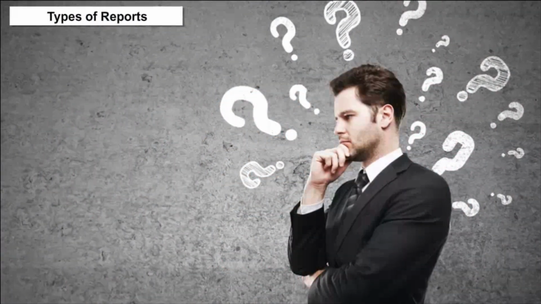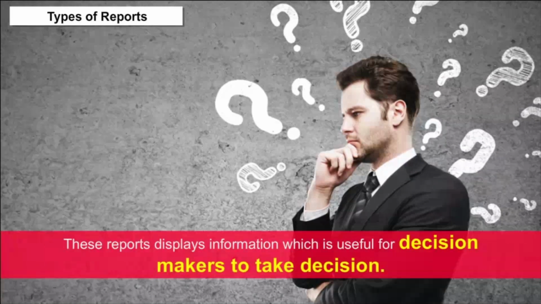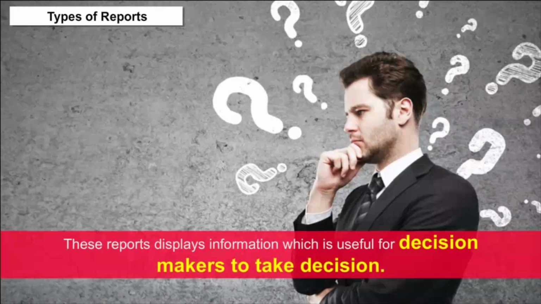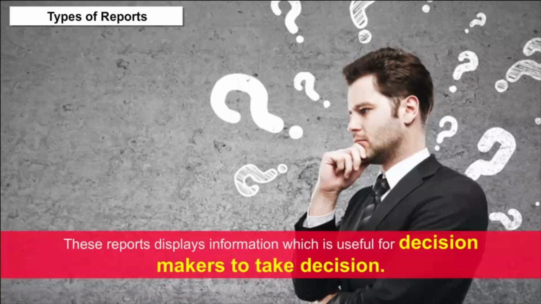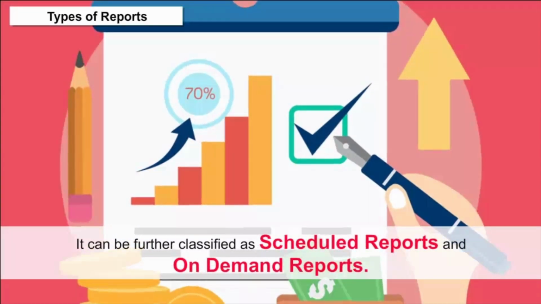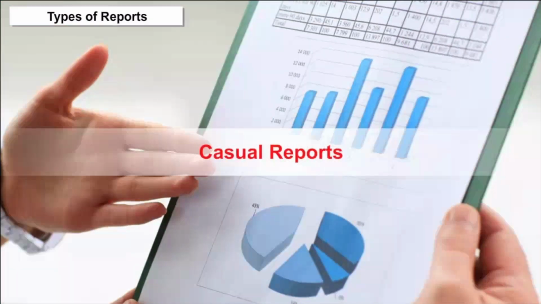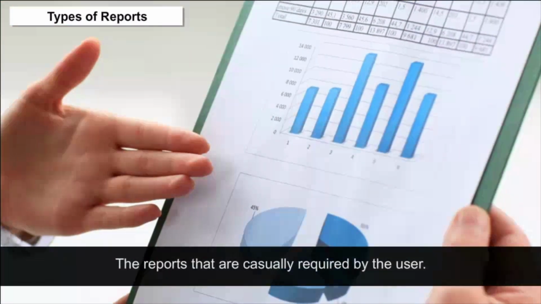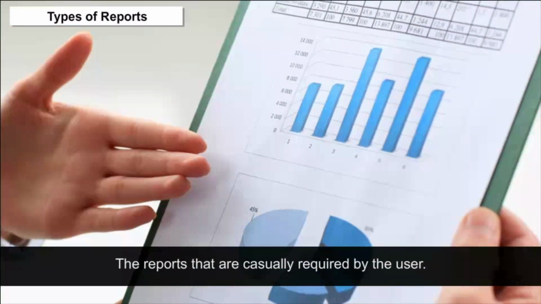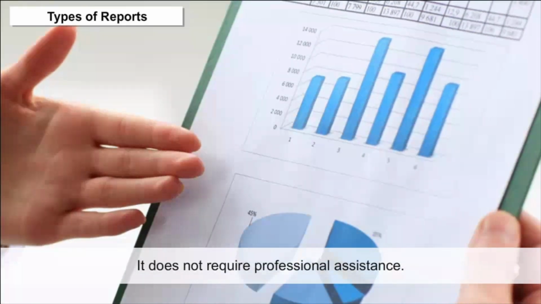Types of reports. Programmed reports. These reports display information which is useful for decision makers to take decisions. It can be further classified as scheduled reports and on-demand reports. Casual reports. The reports that are casually required by the user, it does not require professional assistance.